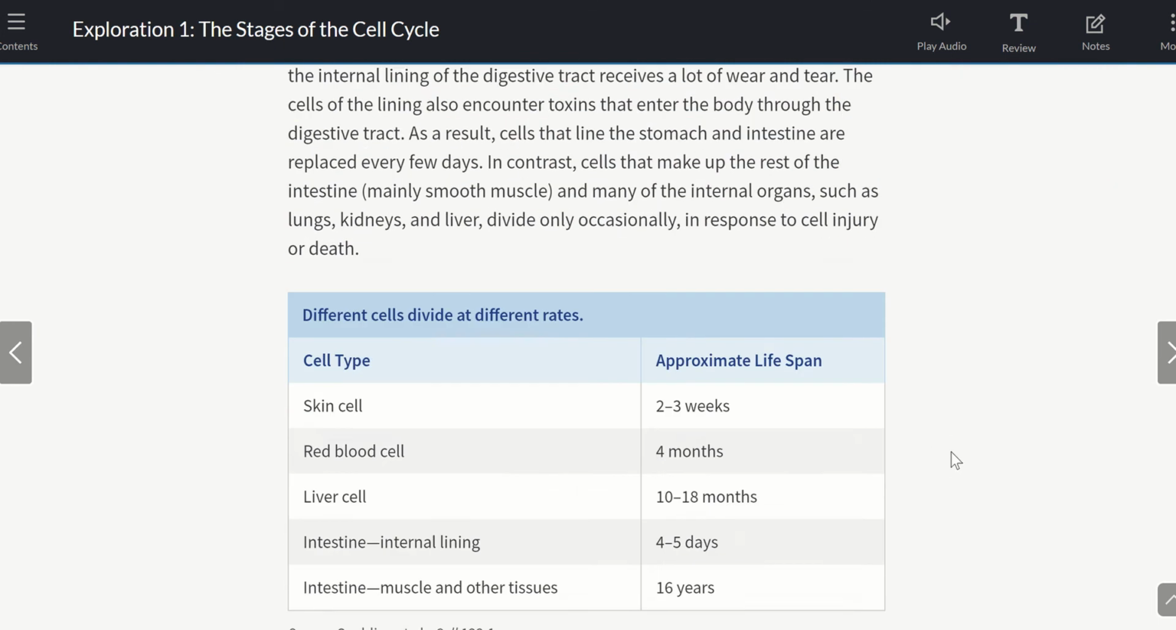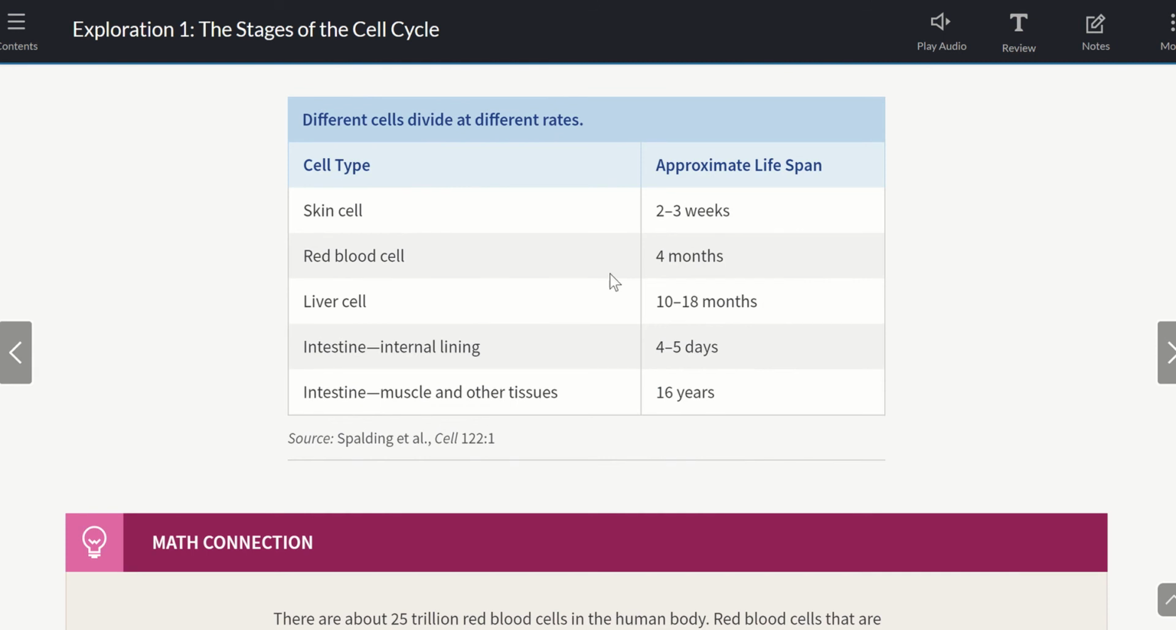Okay, so as we scroll down here we have the average lifespans for different types of cells. Your skin cells are going to live about 2 to 3 weeks before they die and are sloughed off. This is also why we are continually making skin cells, and they work like shark's teeth: you make new ones underneath, and then as they work out towards the surface, they get sloughed off.